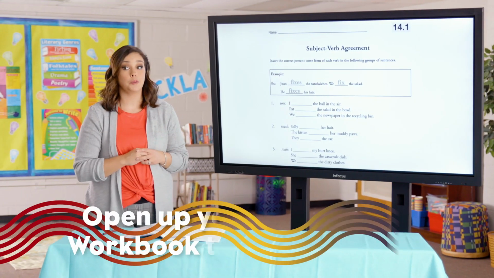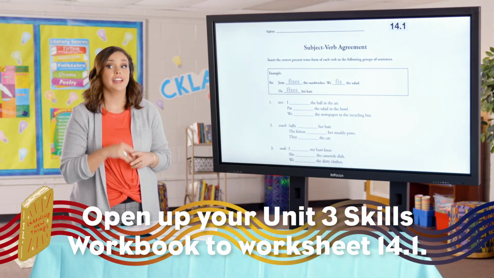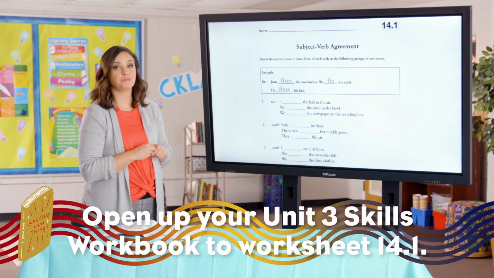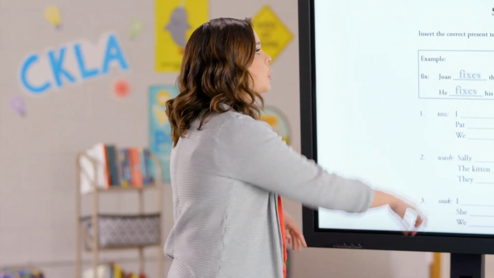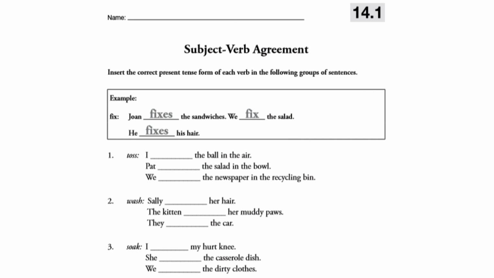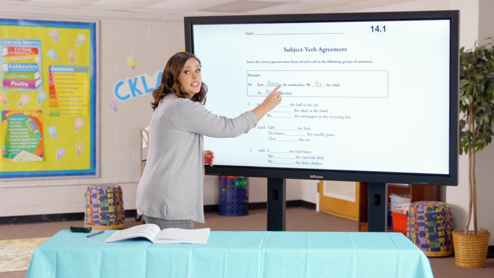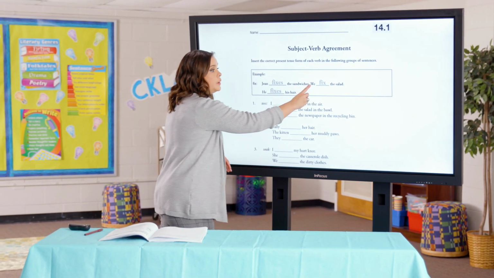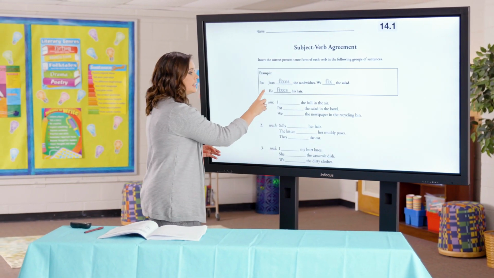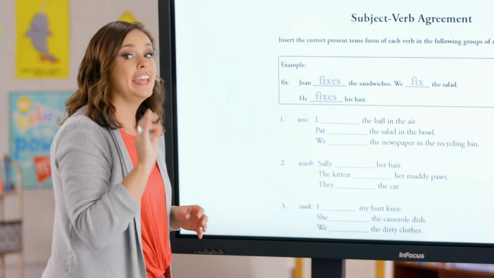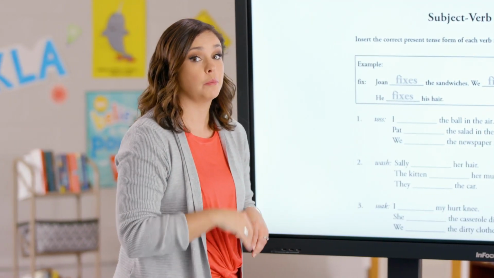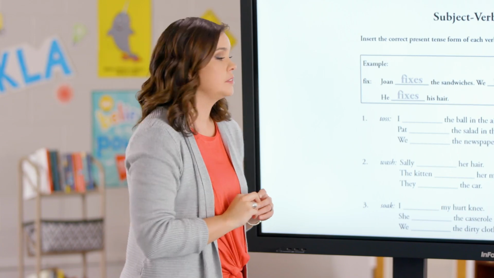Now, open up your workbook to page 14.1 and put your name at the top of your paper. For this activity, we're going to insert the correct present tense form of the verb in the following sentences. For example, Joan fixes the sandwiches. We fix the salad. He fixes his hair. We have to make sure that our action verbs agree with our subject.